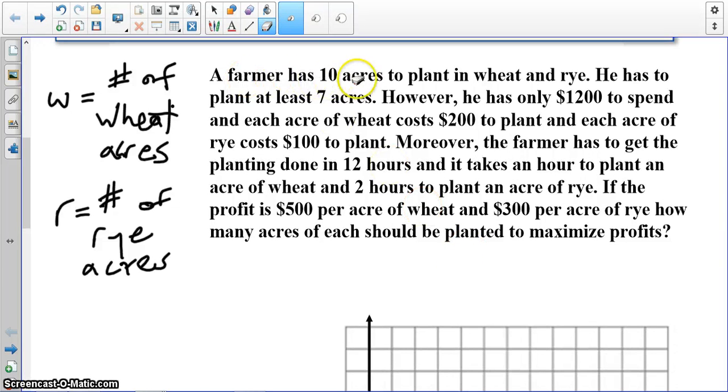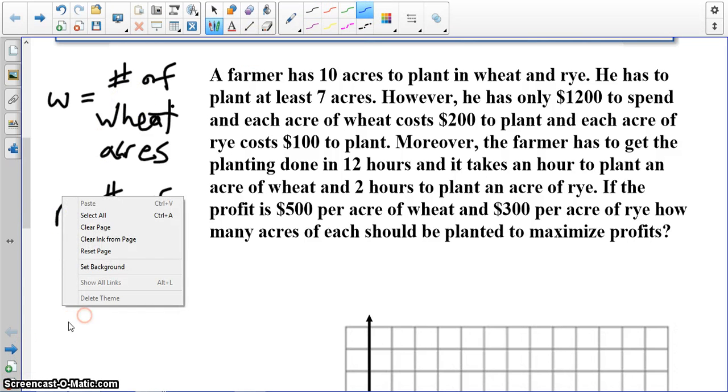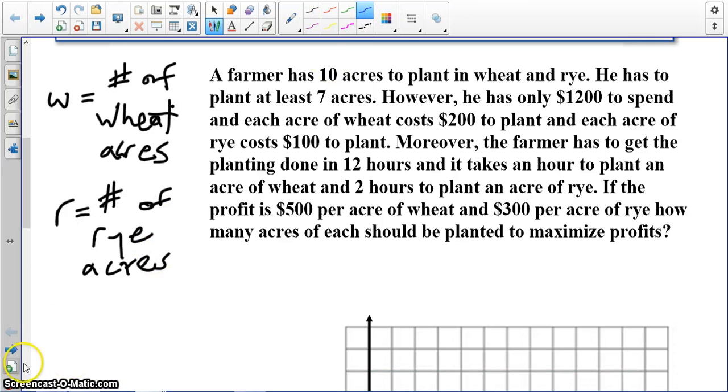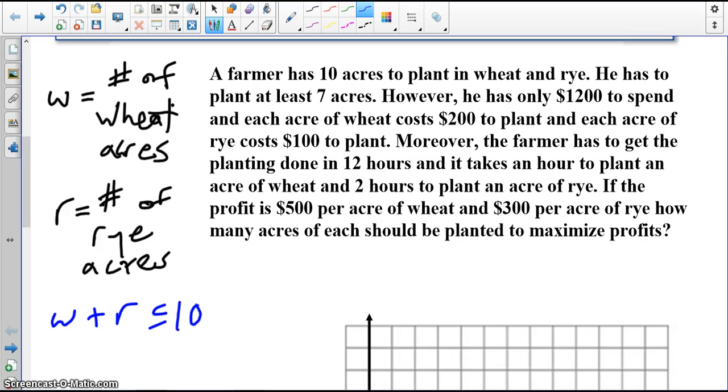So he has 10 acres to plant in wheat and rye. Okay, right there. Pause it and think about that. What's that mean about the W and the R? The W and R has to be at most 10. So W plus R is at most 10. Okay? So that's the first thing. The first sentence tells us that inequality.